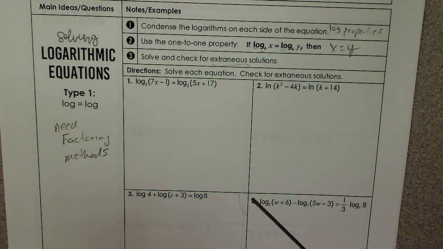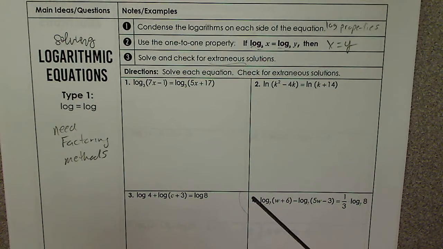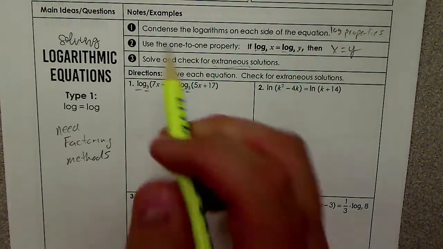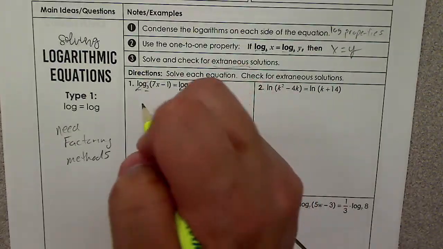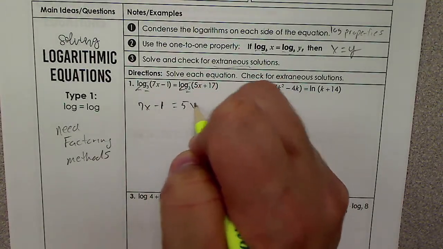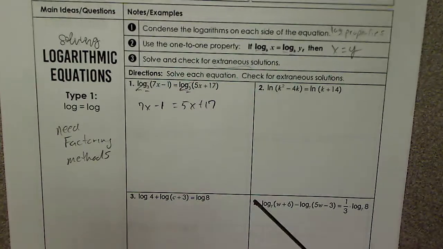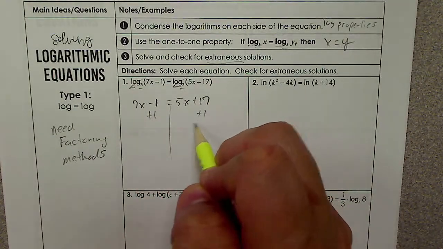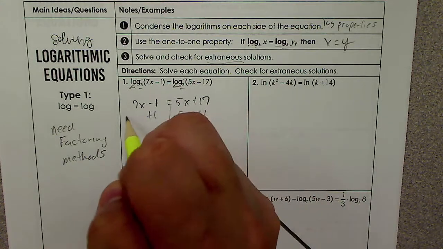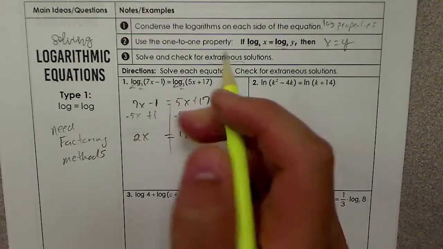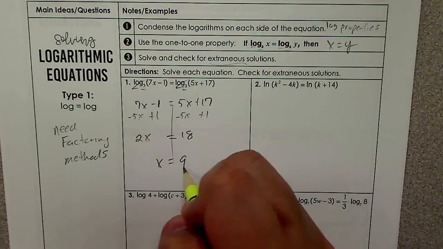Okay. So the first thing is solving a basic logarithm. When you have a logarithm with a common base like this, you essentially can cancel the logarithm out and set your arguments equal to each other and solve. It is that straightforward. Do a little bit of algebra. So you get 2x is equal to 18, so x is equal to 9.